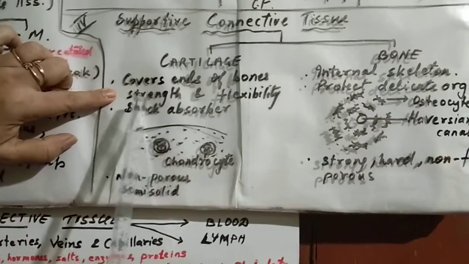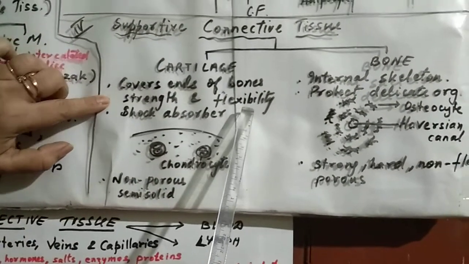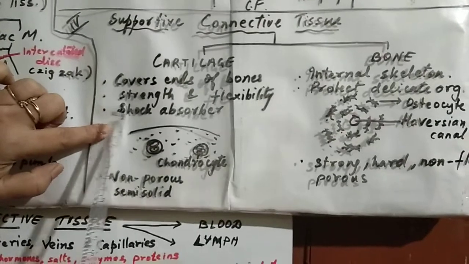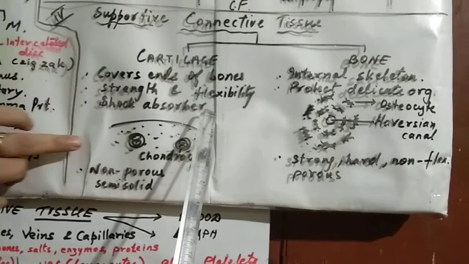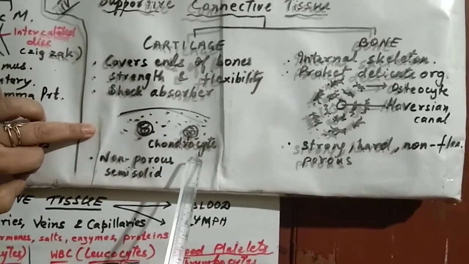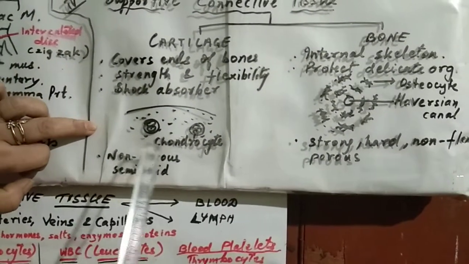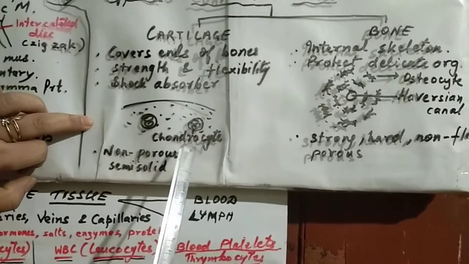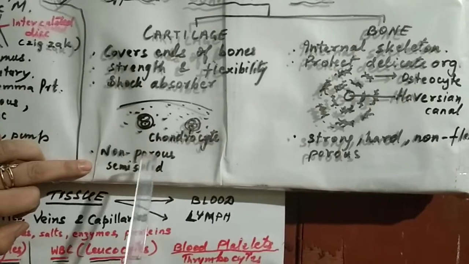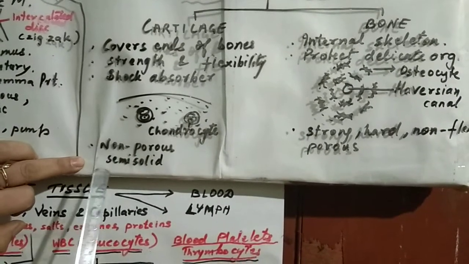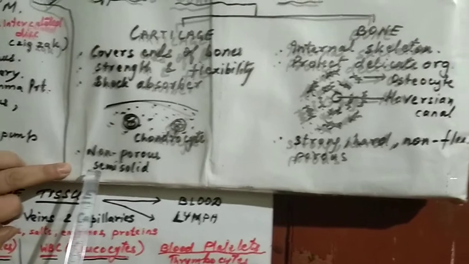What are they doing? They give strength and flexibility. So they definitely absorb shock. So they are shock absorbers. If we see the structure of this cartilage in the transverse section, you will see they have a special type of cells called chondrocytes. Then they are non-porous and they are semi-solid in nature.